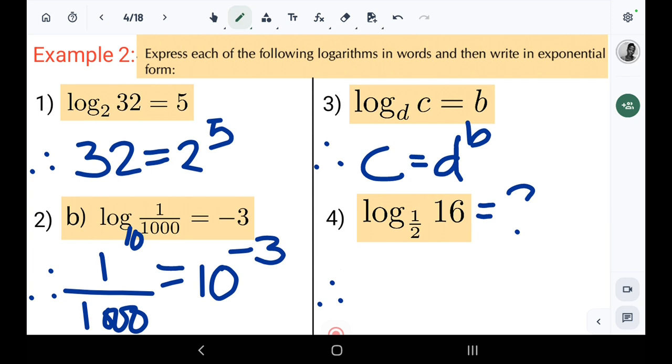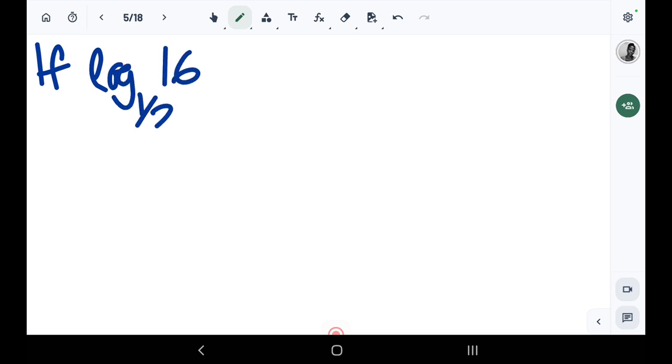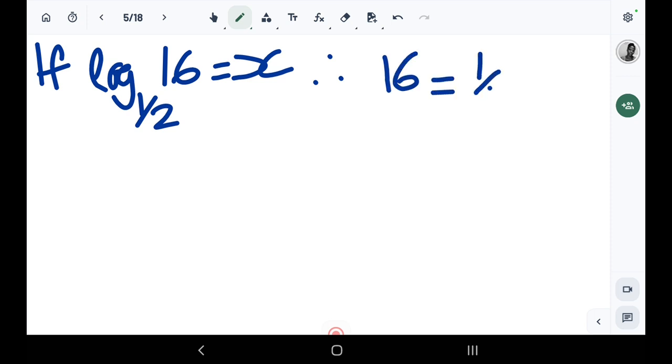So what you do is you write the number: if the log of 16 to the base 1 over 2 is equal to x, equate that to x and solve. Therefore, step number 1, change that into exponential format so you can easily solve that. Therefore, the number 16 equals the base 1 over 2 all to the power of x.